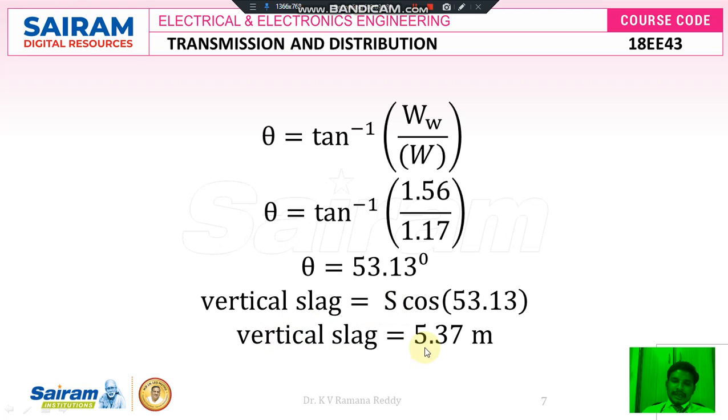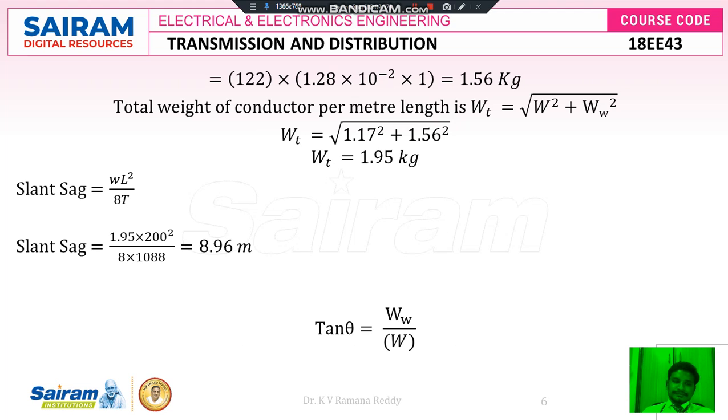So by this we have calculated the unknown parameters called vertical sag, normal sag, that is slant sag, and total weight of the conductor.